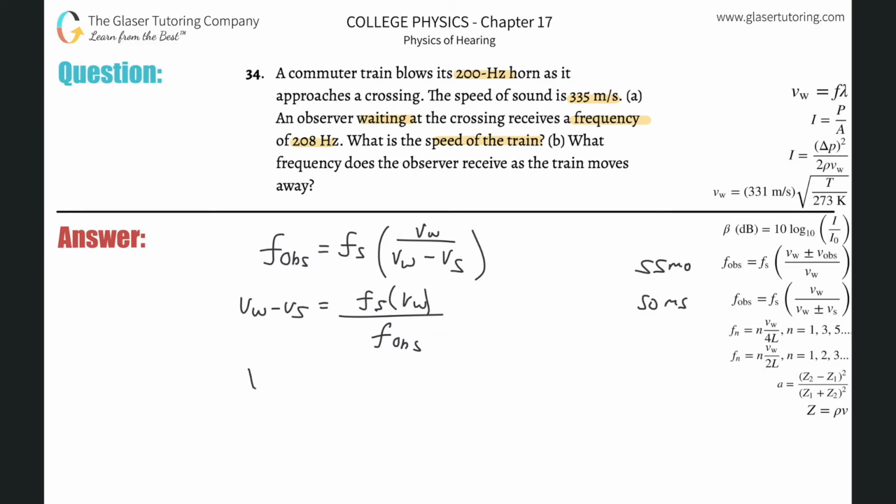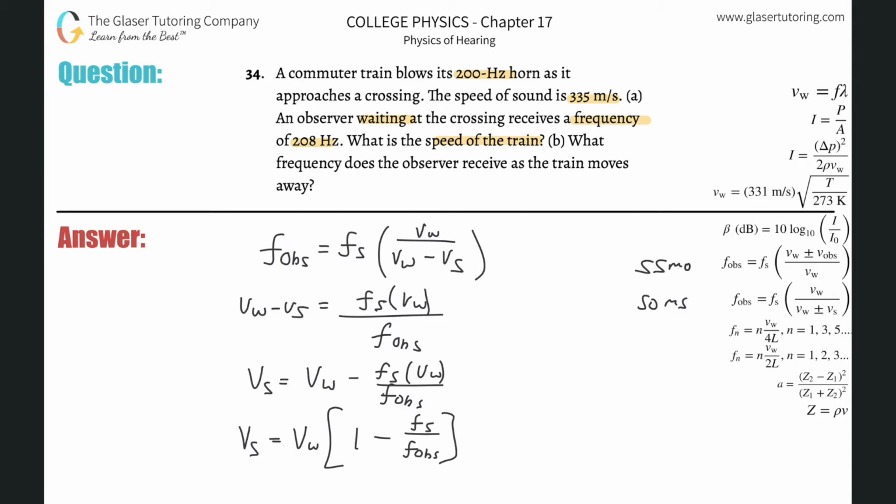In other words, the velocity of the source will be equal to the velocity of the sound minus the frequency of the source times the velocity of the sound, all divided by the frequency of the observer. And we notice that both of these have the velocity of sound in common, so we can pull that out. So we can simplify this to be the velocity of the sound multiplied by 1 minus the frequency of the source divided by the frequency of the observer. And it works out to be a nice little formula here, right? So I might refer you guys back to this problem if I want to use this in future problems, might save a little time.